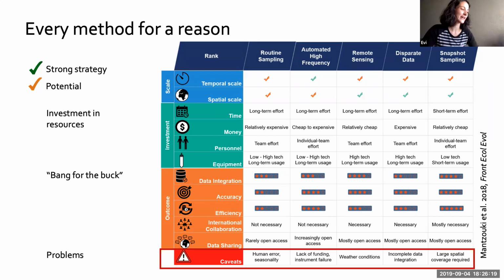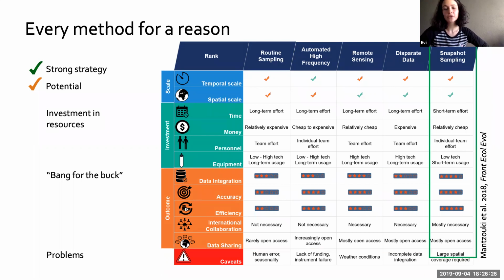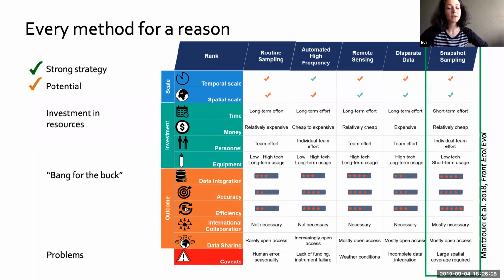And what would be the potential problems that we would face with this kind of strategies? In this paper, we do support that snapshot sampling is actually a great strategy because it needs a short-term effort and can cover a quite wide spatial coverage, and also provide good data integration and be efficient this way and remain relatively cheap.